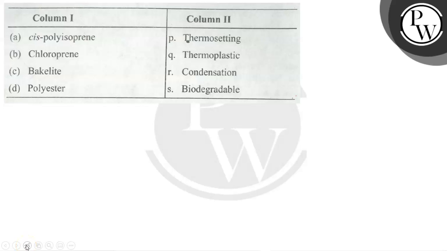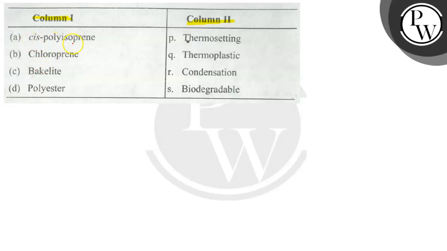Hello बच्चों, let's see this question. So here in this question we are given two columns. This is column 1 and this one over here is column 2. So column 1 में हमें कुछ polymers and कुछ monomers given हैं and in column 2 कुछ properties हमें given हैं. So हमें column 1 के साथ column 2 को match करना है.